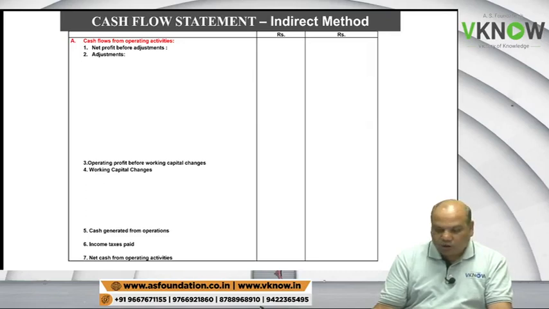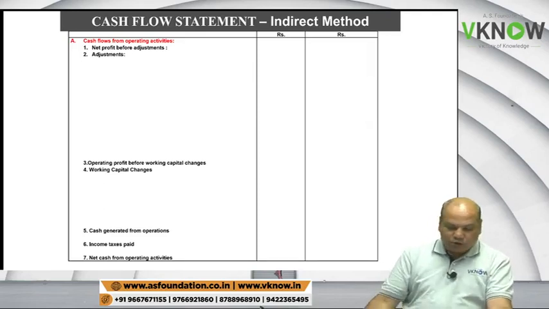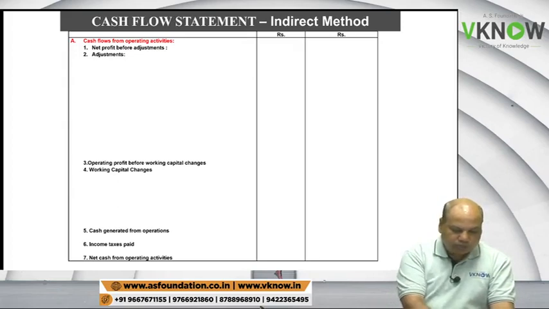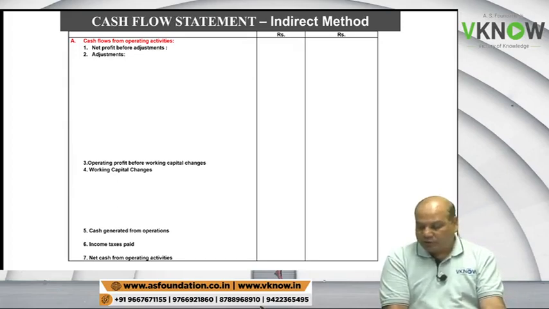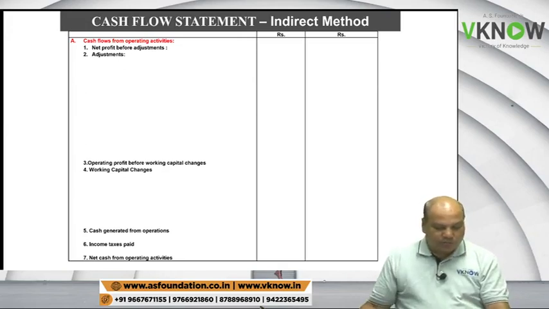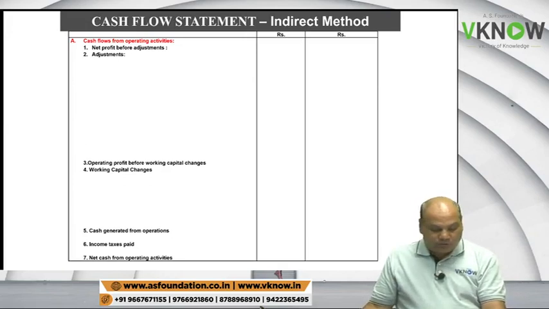Right hand side two columns, rupees and rupees. First, point number A, cash flow from operating activities. Under that, net profit before adjustment. One line blank. Point number two, adjustment.